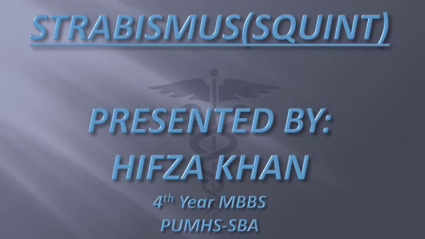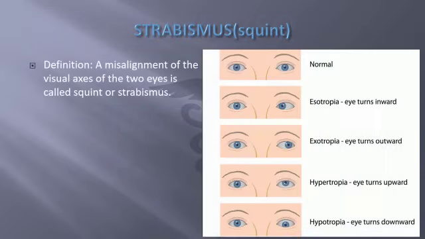The topic that I've been assigned today to present is strabismus, which is otherwise popularly known as squint. So how do we actually define a strabismus or squint? A very simple definition states that a misalignment of the visual axis of the two eyes is what we call as squint or strabismus.